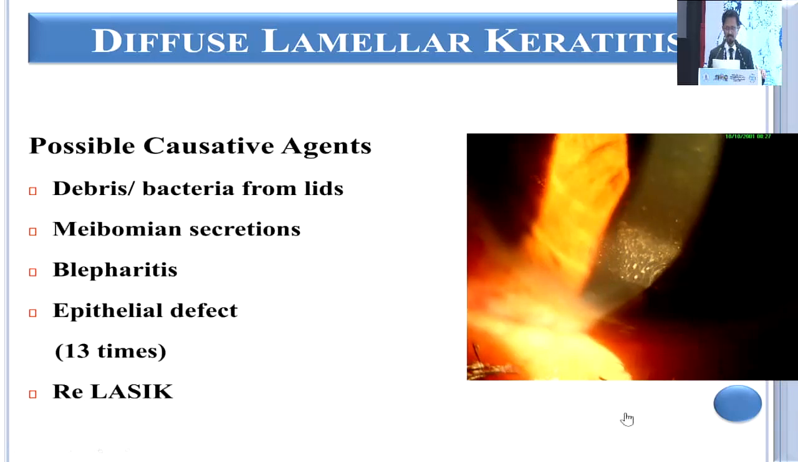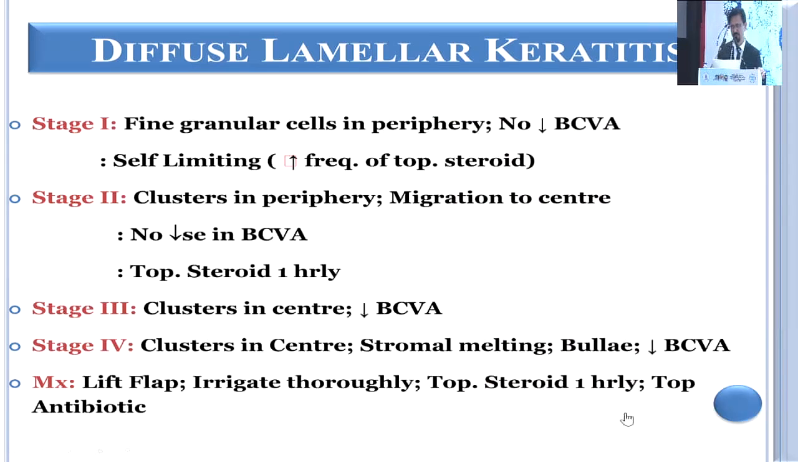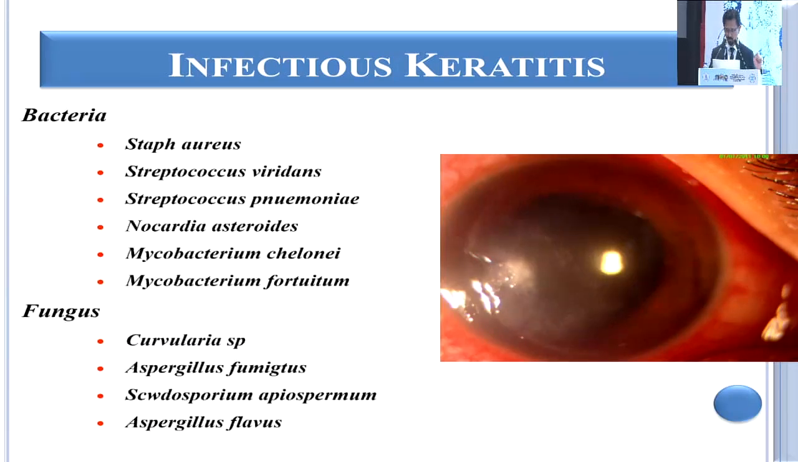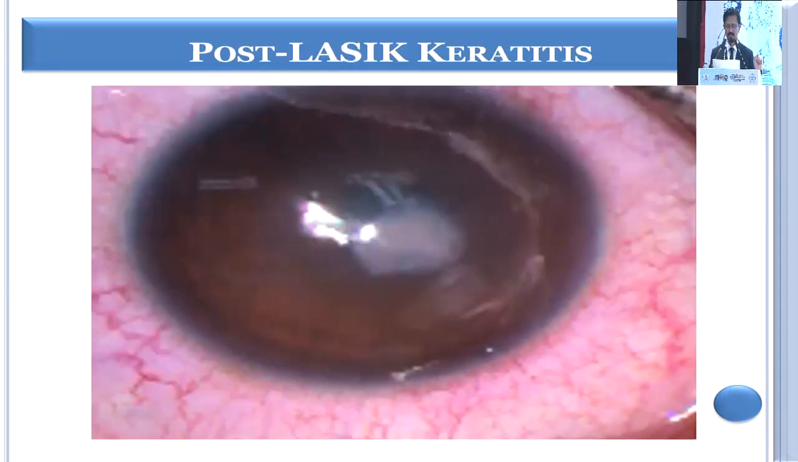DLK is something that can be seen in various stages, and if in the initial stage you can just manage with steroid, but in a later stage you have to relift the flap and wash it completely. And if you have a post-LASIK infectious keratitis, one thing that I would like to tell you, we treat keratitis just like any other keratitis, but flap amputation is a must. That is the most important thing in post-LASIK infectious keratitis.